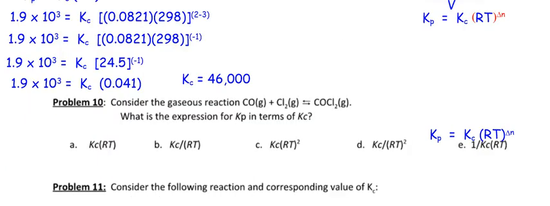Okay, let's look at number 10. All right, so consider the gaseous reaction. The carbon monoxide plus chlorine yields something. All right, what's the expression? All right, so go ahead, pause this, and come up with your answer and see how you do.